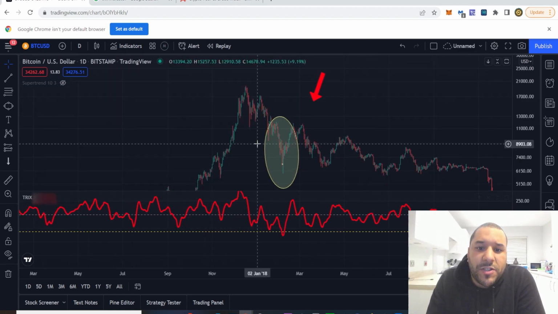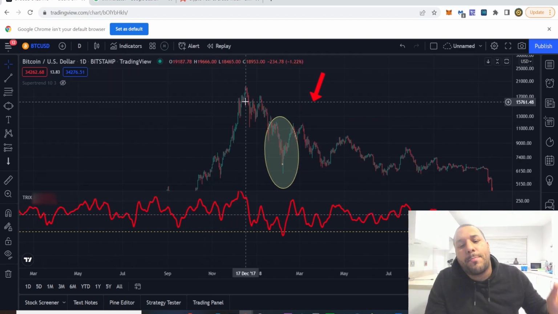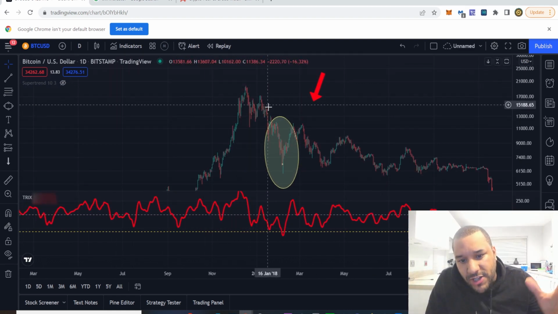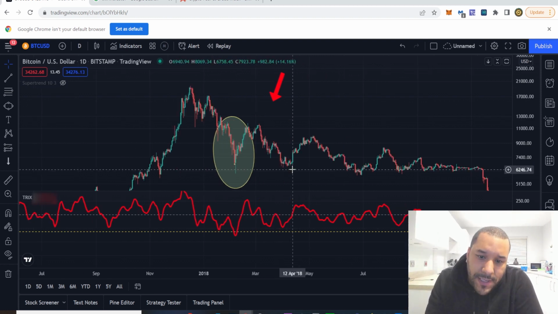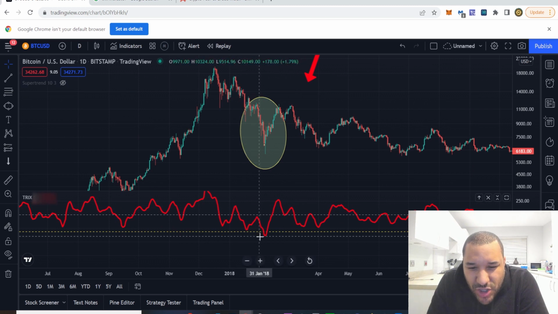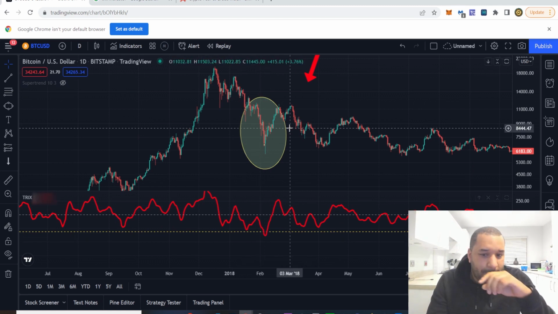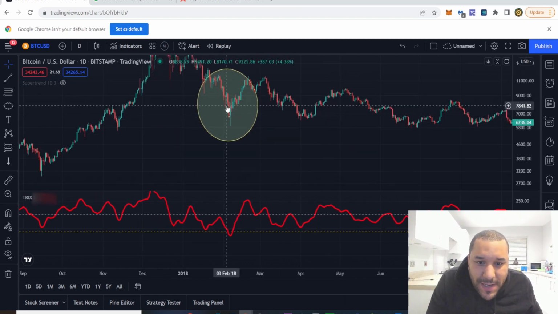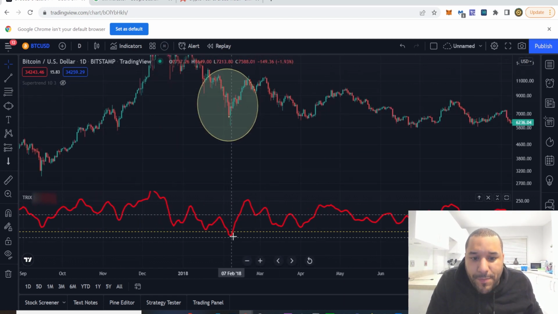Let's take a look. 2017-18 cycle, massive pump up. Seeing a crash come down, bang. Look what happens here. It comes down, this Trix line comes and dips below this golden line.